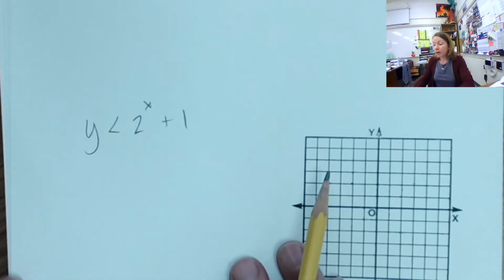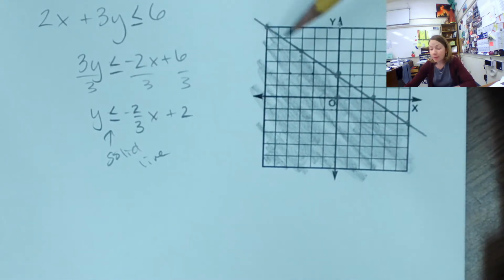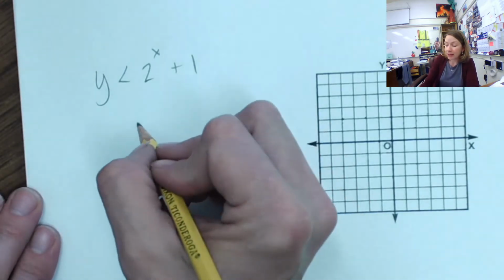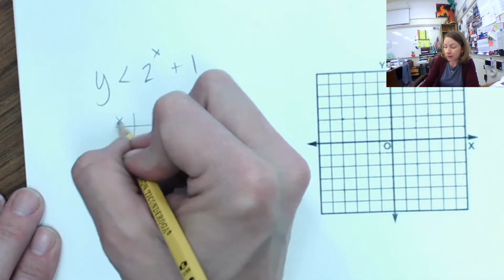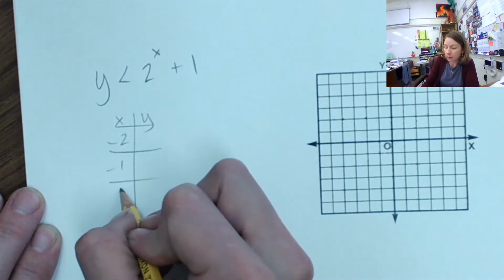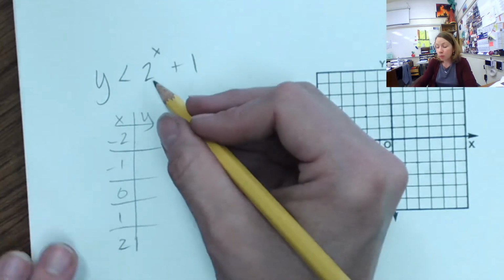Initially, just like when I did these lines, I just treated it like it was a linear function and I just graphed my boundary. I just almost pretended that it was an equal sign. So I'm going to go ahead and make myself a table. X, Y, -2, -1, 0, 1, 2. Right, and I'm just going to plug in some points and see what happens.